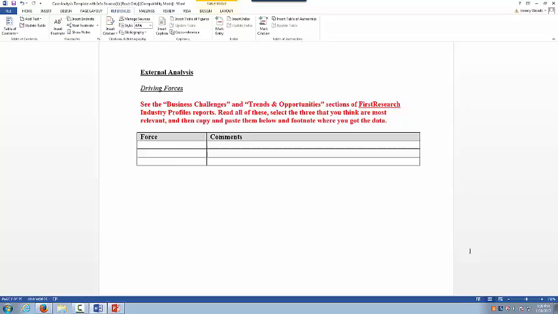Then we have a section on external analysis. We'll be doing a lecture on this next week. Driving forces are something you're going to go to a database called First Research Industry Profiles. You're going to find the information in that database, copy and paste it. That is something as well that I'll show you again when we go through the lecture on that topic.